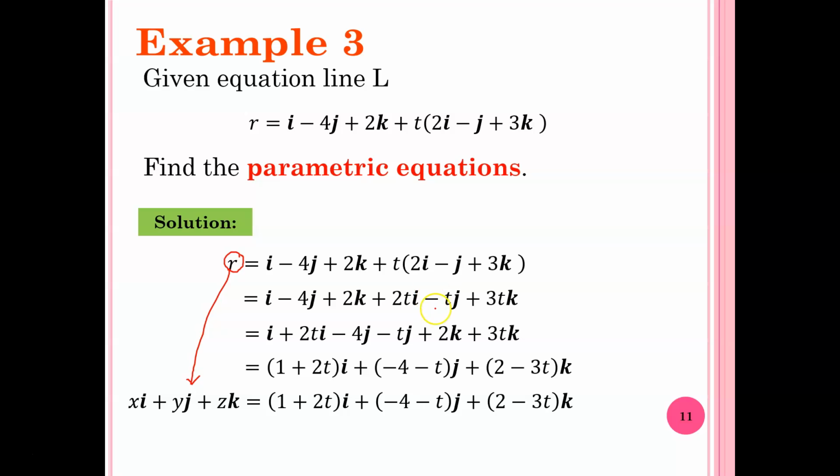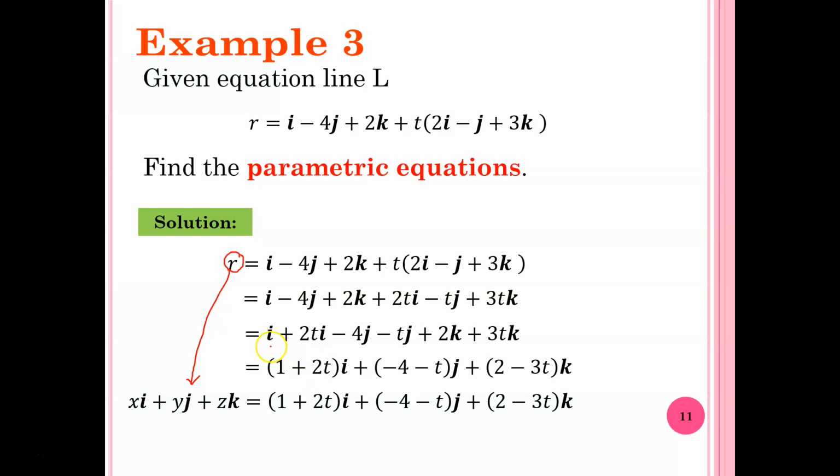So you have 2 TI, TJ plus TK, and so on. So bila you dah kembangkan, you susunkan yang I, all the I. Okay, you kumpulkan on this side. And then we go to the J and then K. Okay, now you have to factorize dia. Kumpulkan dia dalam satu tempat lah.